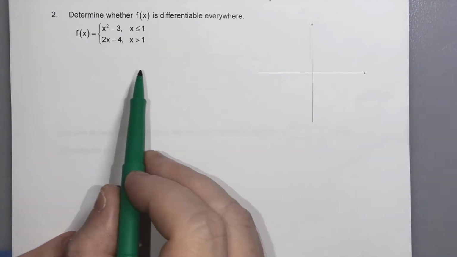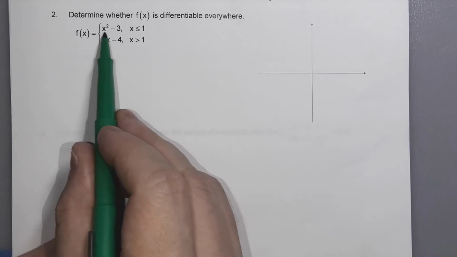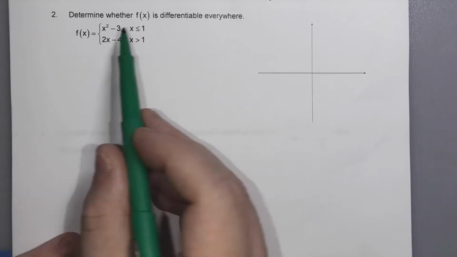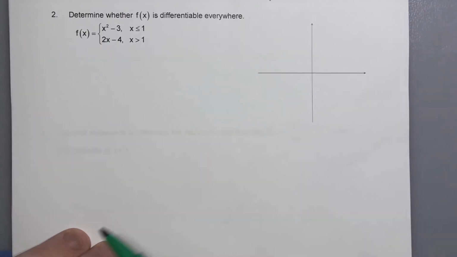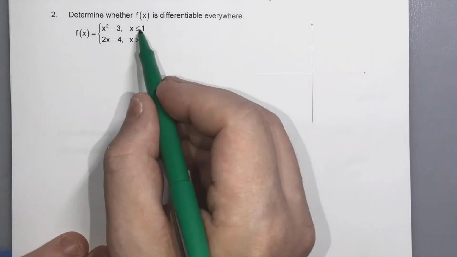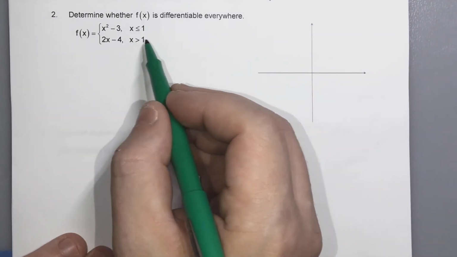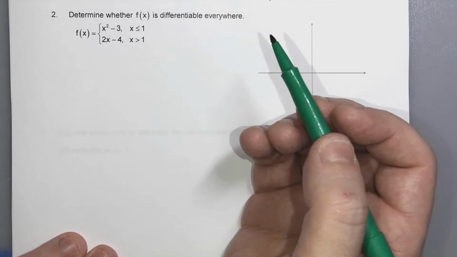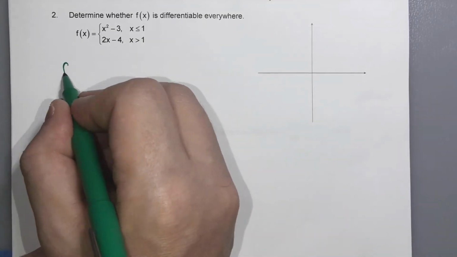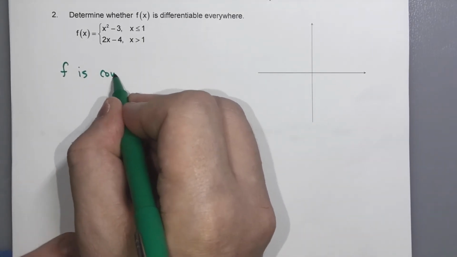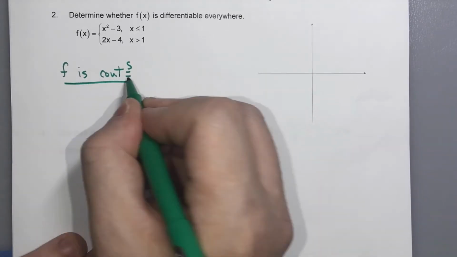Okay, so determine whether this particular function is differentiable everywhere. Okay, it's definitely differentiable on its respective domains, right? The parabola and the line, those are just polynomials. They're definitely differentiable, but there's a concern where we jump from one piece to the other piece, namely at 1. So first, let's make sure that f is continuous. That should be our first thing to check.